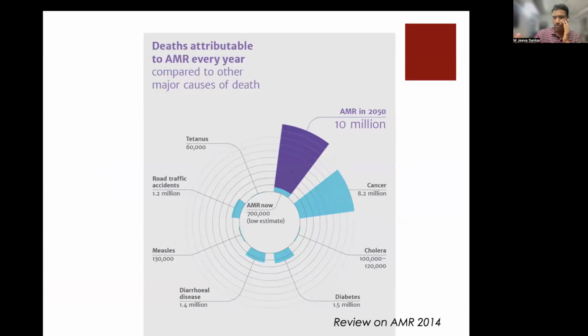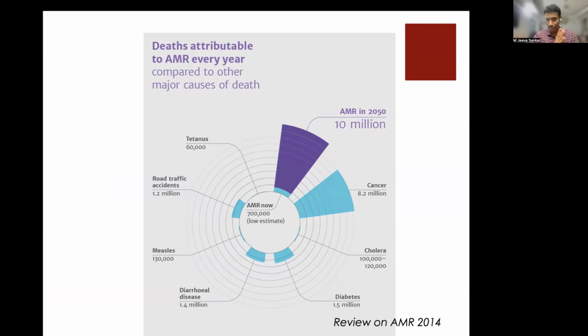This was a review done by an agency in the UK based on the recommendation by the Prime Minister. The government of that time set up a scientific committee, and they reviewed antimicrobial resistance and its burden. And what they found was the deaths attributable to antimicrobial resistance every year, compared to other causes of death: by 2050, that is in just another 25 years, antimicrobial resistance alone would result in 10 million deaths annually.